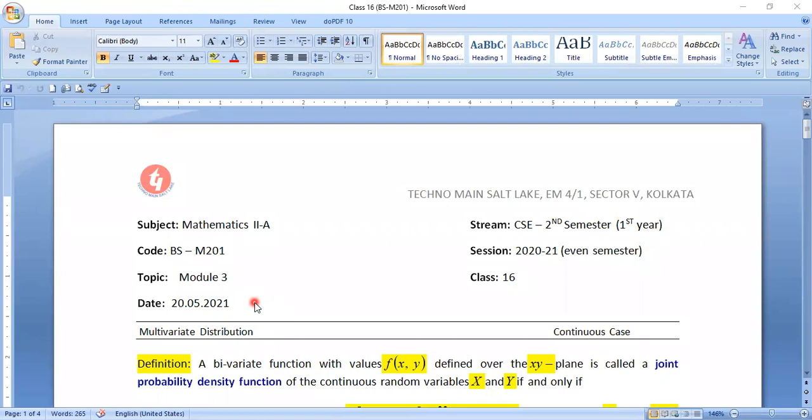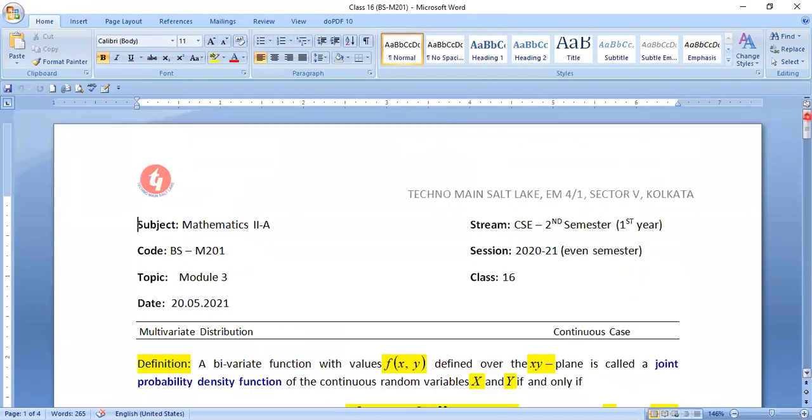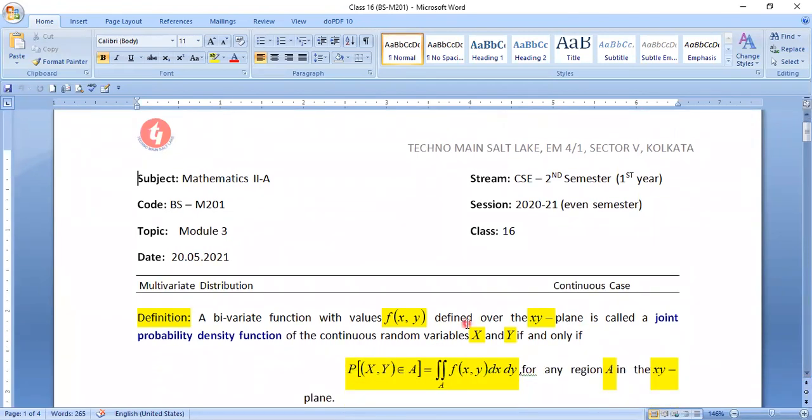In this particular session, I'm going to discuss the same situation, but from the viewpoint of continuity. First of all, for this, we need to know the definition of the bivariate probability distribution in case of continuous variables. So let us see what the definition says, because there is a certain part in the definition which we need to understand to solve the problems. I have copied this definition from John Freund's book.